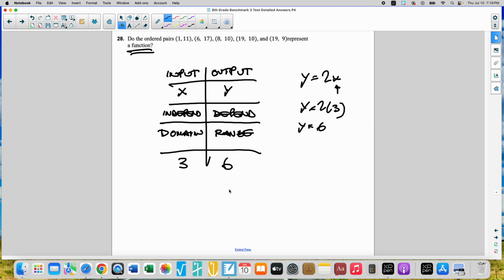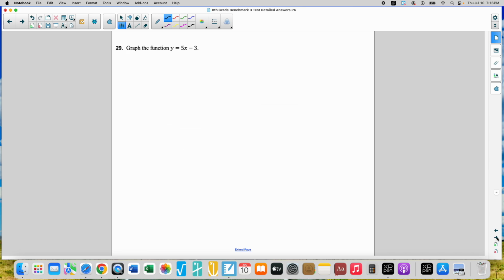So in this situation, we see that we inputted 19 and got 10, and then we inputted 19 again and we got 9. That's bizarre. So this is not a function. So these ordered pairs do not represent a function. That's a quick little overview of functions.